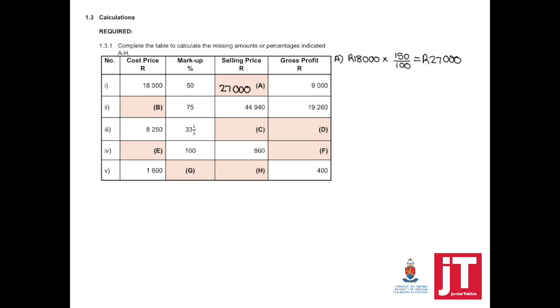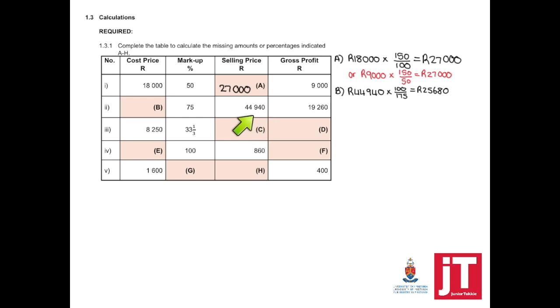So to calculate our cost, we have to take the selling price times 100 divided by 100 plus the percentage markup. These are formulas that you need to study. If you study it, you will get it 100% correct. So to calculate that, we are going to take 44,940 times 100 divided by 175, because the markup was 75%.